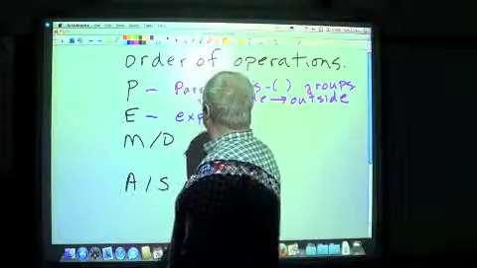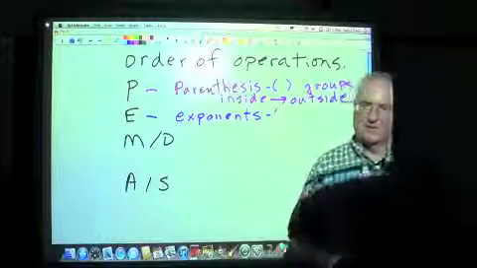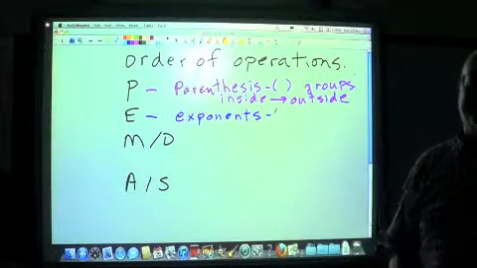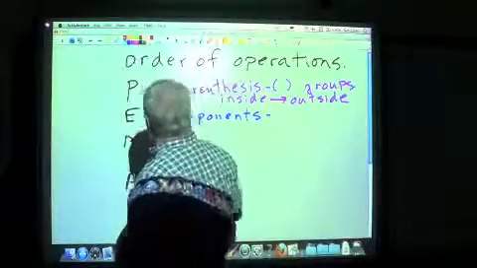Exponents. Get the exponents taken care of. Take care of all of your exponents. Again, starting from that inside out. Okay? Now, the next one is really, really important.